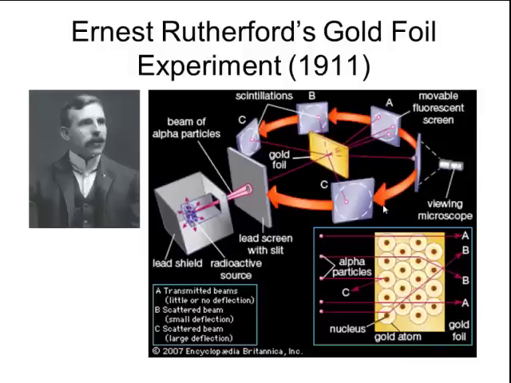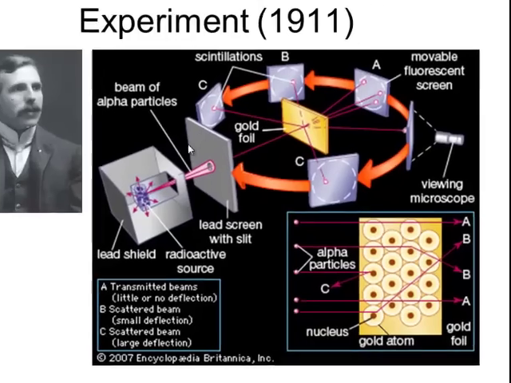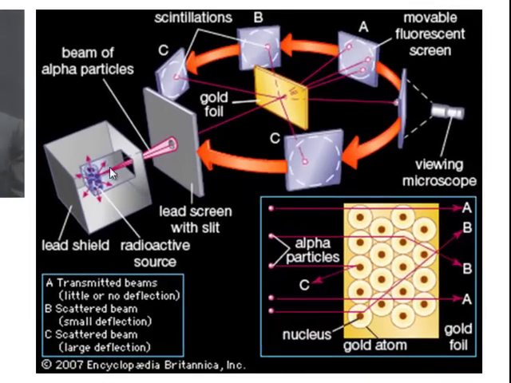About 2 years later, Ernest Rutherford conducted his gold foil experiment to see if he could learn any more about these subatomic particles within the atom. In Rutherford's experiment, he took a radioactive source that emitted streams of alpha particles. Now, alpha particles are made up of 2 protons and 2 neutrons, so they have an overall positive charge.